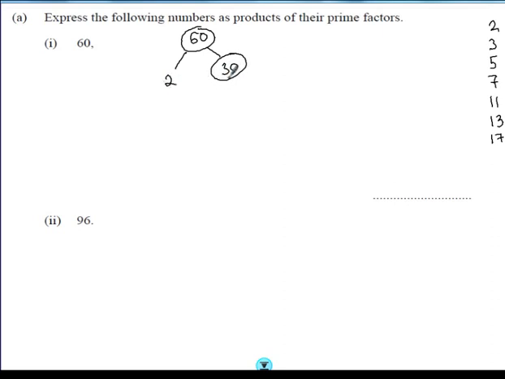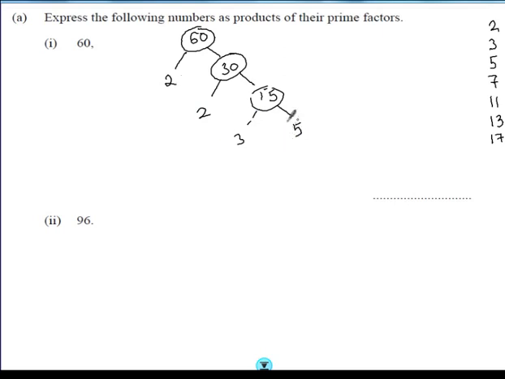So we're focusing on the 30 now. I ask the same question. Does 2 go into 30? Yes, and it goes in 15 times. Does 2 go into 15? No, so I move to the next prime number, which is 3. Does 3 go into 15? It does, 5 times. Because 5 is also a prime number, I don't circle that and I stop, because all my chains now end with a prime number.